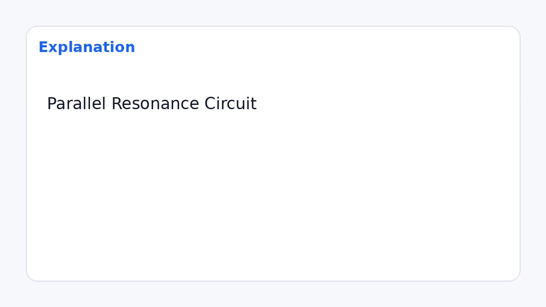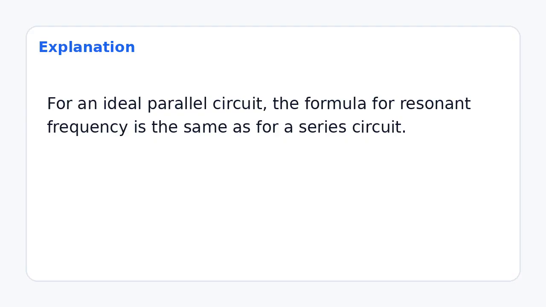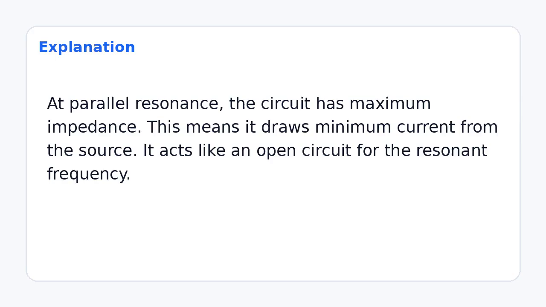Next, let's examine the parallel resonance circuit, also known as a tank circuit or anti-resonance circuit. In an ideal parallel circuit, the inductor and capacitor are parallel to the source. Its behavior at resonance is the opposite of a series circuit. For an ideal parallel circuit, the formula for resonant frequency is the same as for a series circuit. At parallel resonance, the circuit has maximum impedance. This means it draws minimum current from the source. It acts like an open circuit for the resonant frequency.